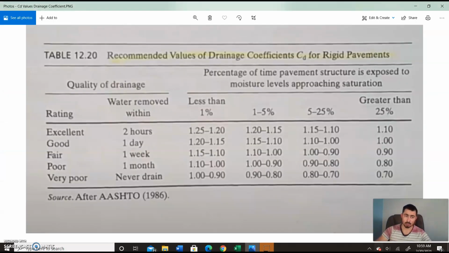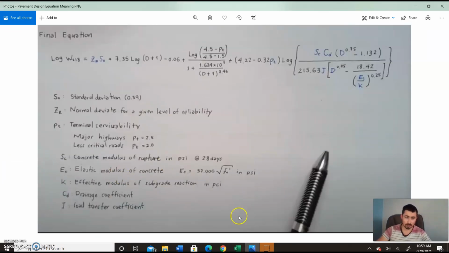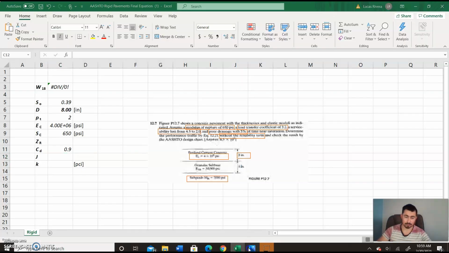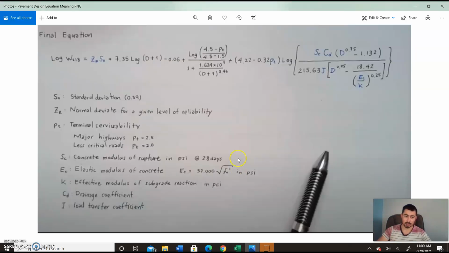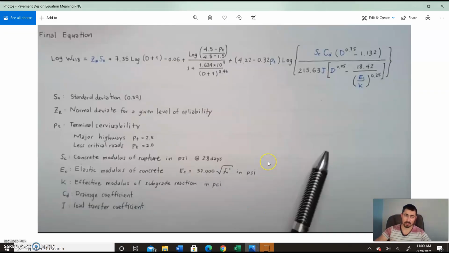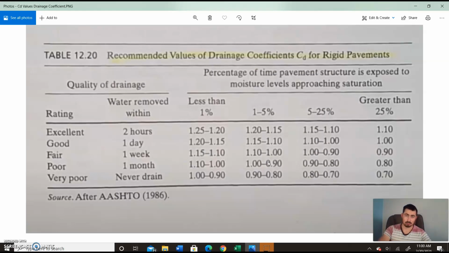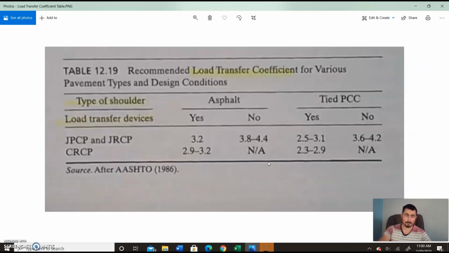J was load transfer coefficient, and I was confused on this one too, because we're doing a calculation for rigid pavements, and with the load transfer coefficient, where is it? Oh, for various pavements. So I know it's not asphalt because it's rigid, but I still was confused with tied.